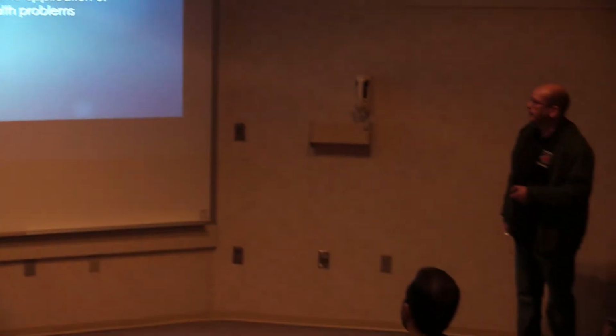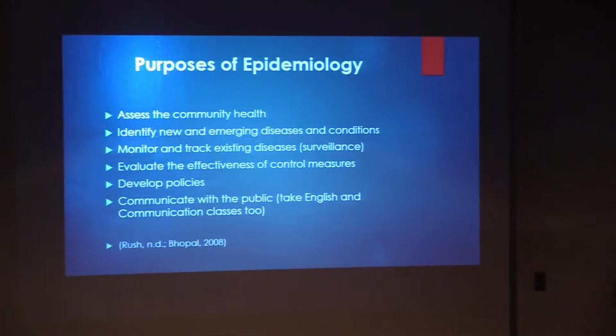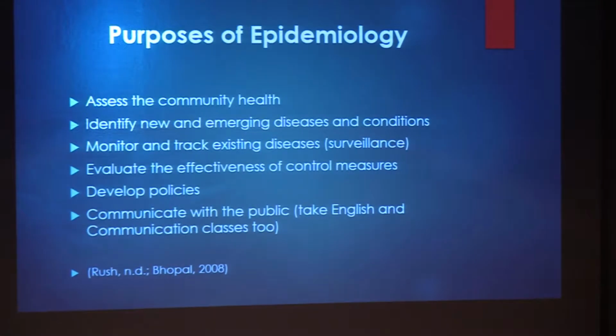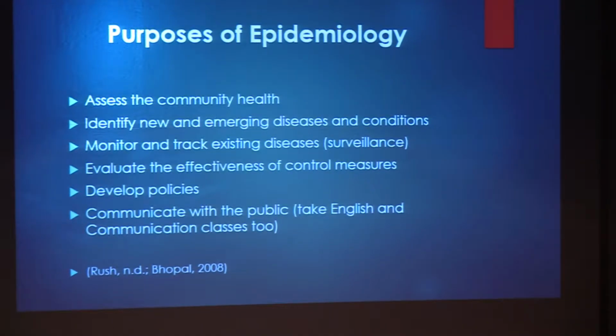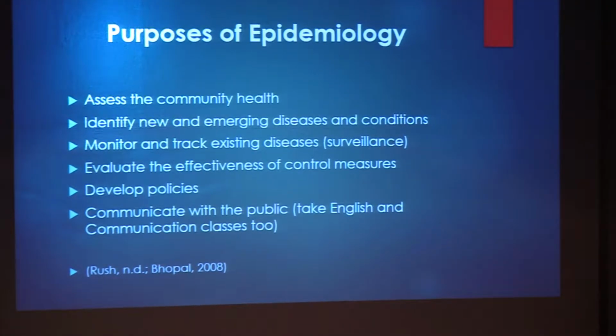How do I measure distribution? How do I find out what the determinants are for whatever disease or condition that I'm trying to study? The purposes of epidemiology is to assess community health, and that's the biggest difference between medicine and epidemiology, which is part of public health. We are really concerned about the health at the community level, not at the individual level. We identify new and emerging diseases and conditions.